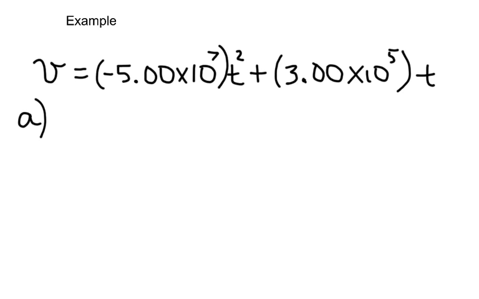For A, determine the acceleration and position of the bullet as functions of time when the bullet is in the barrel. In other words, find the acceleration as a function of time using the above equation, and find the position as a function of time.